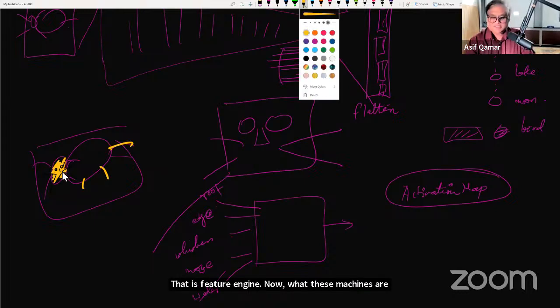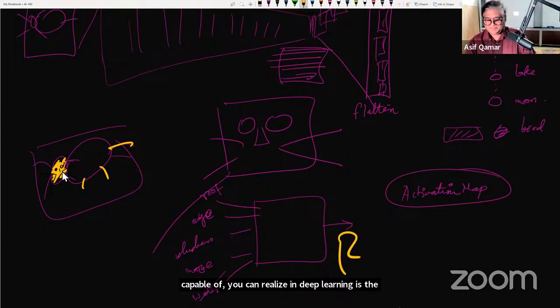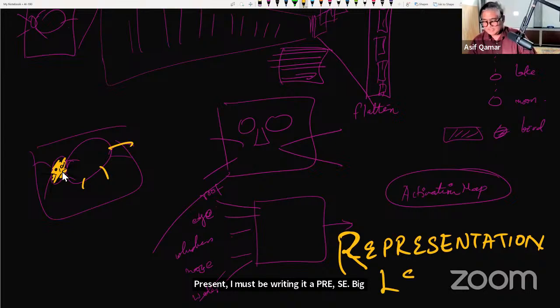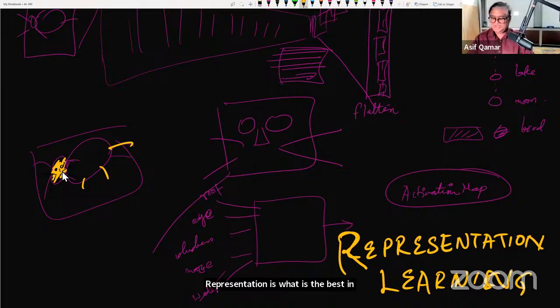That is feature engineering. Now, what people realized these machines are capable of in deep learning is what Geoffrey Hinton called representation learning. I was going to come to that, but since you mentioned it, let me use that. I must write it up: R-E-P-R-E-S-E-N-T-A-T-I-O-N, big word, representation learning. You can think of it as feature engineering, but a more formal term is representation learning.